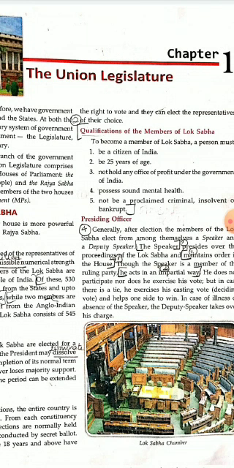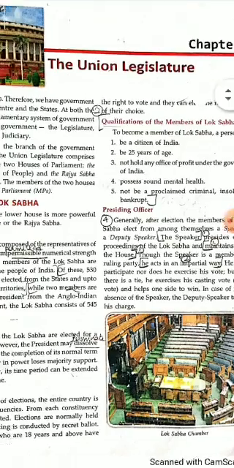Now, the Union Legislature is comprised of two houses, the Lok Sabha and the Rajya Sabha, and also the President. So in the Union Legislature, we have the President and the two houses, the Lok Sabha and the Rajya Sabha. Here in this chapter, we'll be learning about the Lok Sabha and the Rajya Sabha in detail. So we'll begin with the class.